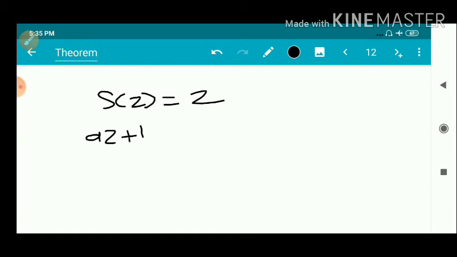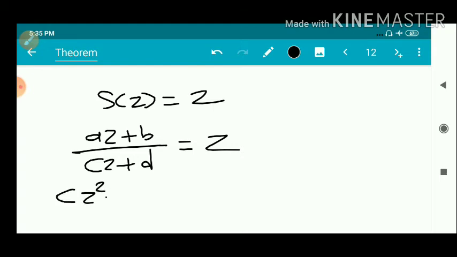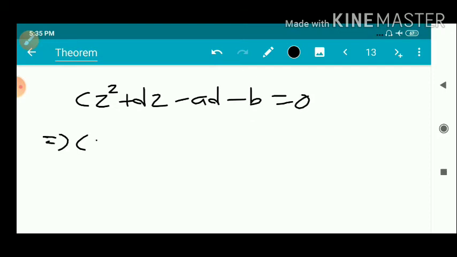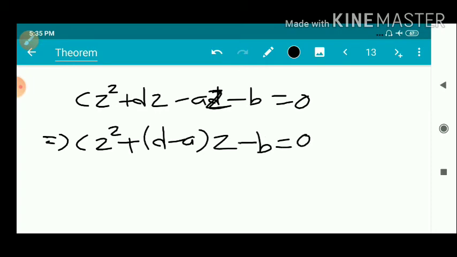That is, az plus b divided by cz plus d equal to z. Since ad minus bc is not equal to zero, by cross multiplying we get cz square plus dz equal to az plus b. That implies cz square plus dz minus az minus b equal to 0. That implies cz square plus (d minus a)z minus b equal to 0, which is a quadratic equation if c not equal to 0.